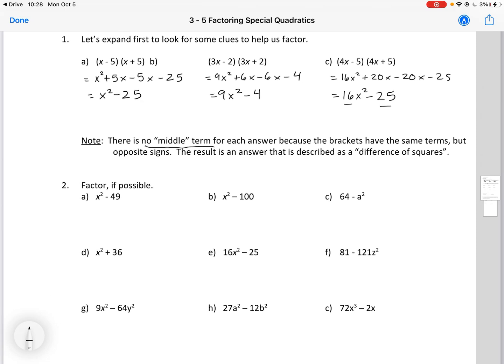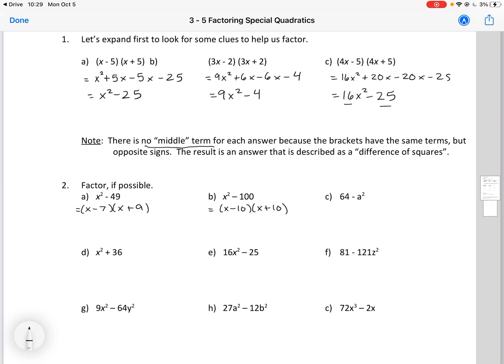So here we're going to factor if possible. X squared minus 49. Both of those are perfect squares, so I can factor them as x minus 7 and x plus 7. Moving on to our next example, two terms. It is a difference of squares, so I've got x minus 10, x plus 10.